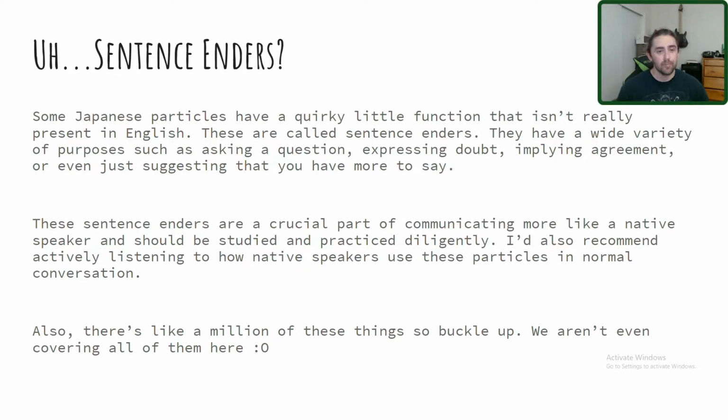Updates. Sentence enders. Some Japanese particles have a quirky little function that isn't really present in English. These are called sentence enders. We don't really have these. There's not a direct translation for a lot of these sentence enders because they usually just indicate a particular kind of emotion or feel. It's sort of like when you're texting and you throw a little face at the end of it in order to let the receiver of the text know how you're saying it, to clarify the way you want it to be read.